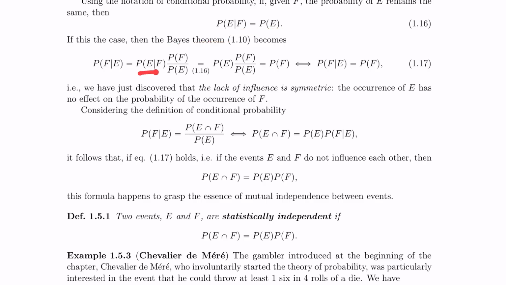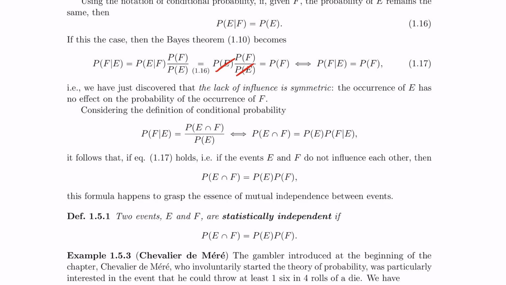We must replace this probability by P of E, but if we do that, we see that we can cancel these factors and we remain with P of F. So we see that the answer to our question is that the lack of influence is symmetric. That is, F doesn't affect E if and only if E doesn't affect F.